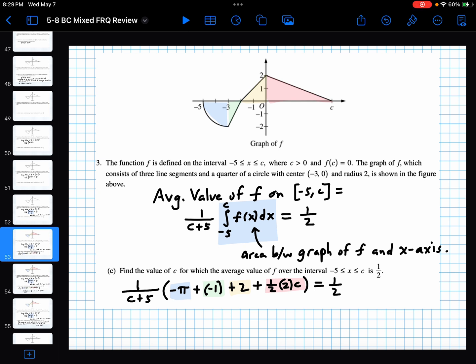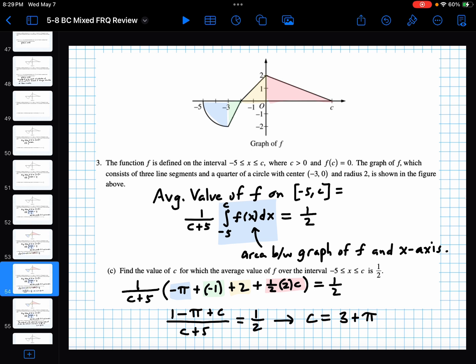And remember, when you're integrating to the right, the bases of your approximating rectangles are positive, and if the graph is below the x-axis, the heights are negative. So that's why we wind up with a negative pi and a -1. The yellow and the red ones are positive because our graph is above the x-axis there. So let me clean up what's in the parentheses and multiply by the 1 over c plus 5. That's equal to 1 over 2.